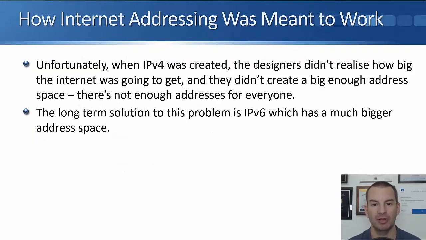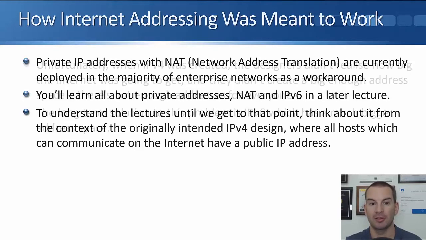Unfortunately, when IPv4 was created, the designers didn't realize how big the internet was going to get, like we were just saying, so they didn't create a big enough address space. There's not enough IPv4 addresses for every host that actually needs an IPv4 address that's going to be communicating on the internet. So IPv4 ran out of addresses. The long-term solution for the problem is IPv6, which has got a much bigger address space. IPv4 is a 32-bit address, IPv6 is a 128-bit address. And we're going to be talking about IPv6 in a lot of detail in a later section.